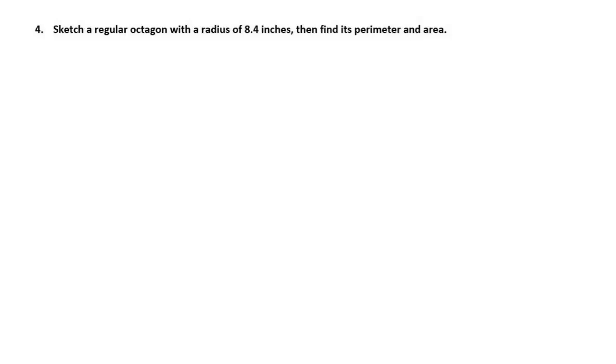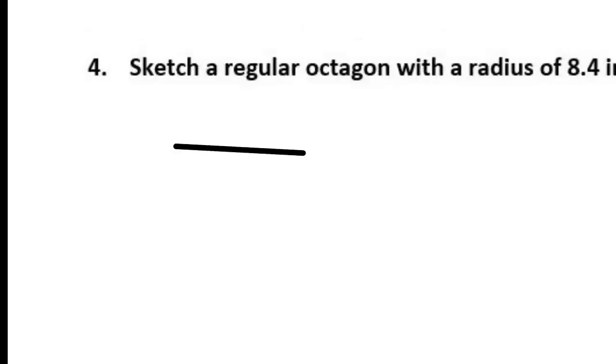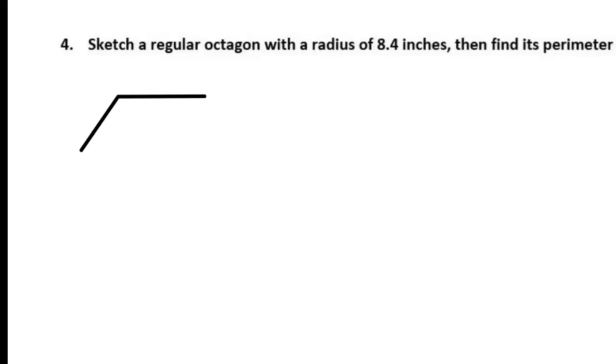All right, now we are ready to start on problem number 4. It says sketch a regular octagon with a radius of 8.4 inches, then find its perimeter and area. I am not super great with drawing these figures, but I'm going to give it my best shot. An octagon has how many sides? 8 sides. So I want to draw an 8-sided figure. Should look like a stop sign.